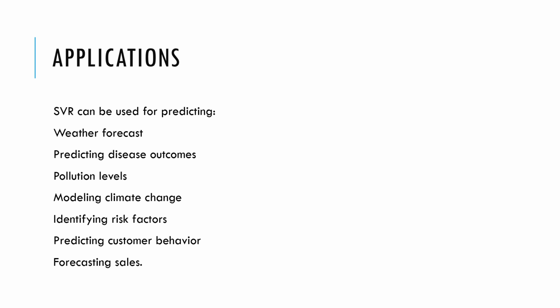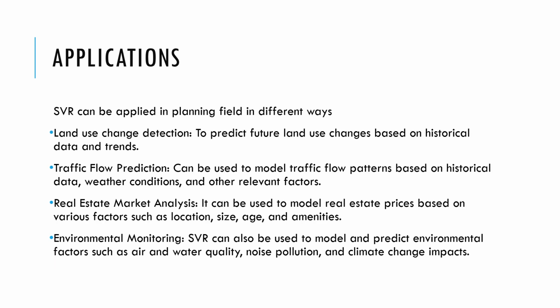In the same way it is used to predict pollution levels, modeling climate change, identifying risk factors, predicting customer behavior, forecasting sales. SVR can be applied in the planning field in different ways. Land use change detection to predict future land use changes based on historical data and trends. Traffic flow prediction can be used to model traffic flow patterns based on historical data, weather conditions, and other relevant factors.